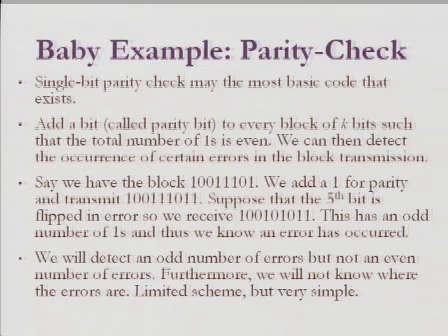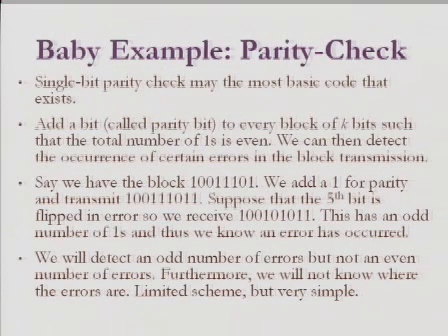So with this very simple technique, we can detect the occurrence of certain errors in the transmission of the block. So say we have this block: 1, 0, 0, 1, 1, 1, 0, 1. Okay? So we're going to add a parity check. So what do we add? Well, we have 1, 2, 3, 4, 5 ones, and we have even parity. So we're going to add a 1, right? So that we have now 6 ones, and we have an even number of ones. Okay? If we were doing odd parity, we would add a 0. We're doing even parity, so we add a 1.